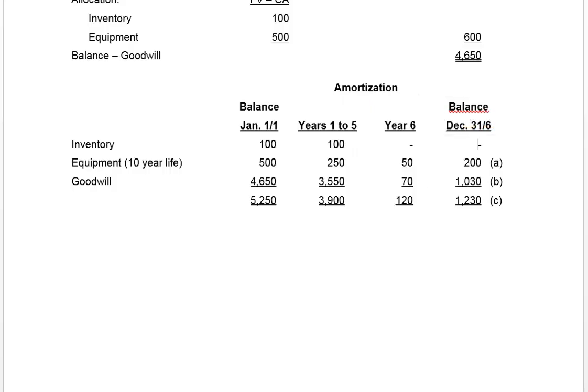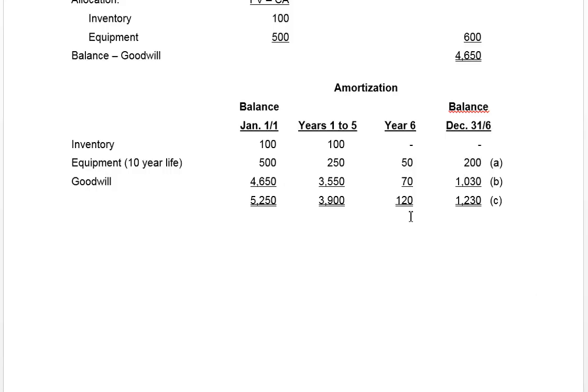We know the equipment has a 10-year life. That's given to us in the question. So we would amortize 500 divided by 10, which is $50 a year. In our case, over the first 5 years is $250, and in the current year, $50. So that's going to leave us with an amount that's unamortized of $200, and our goodwill was tested for impairment.